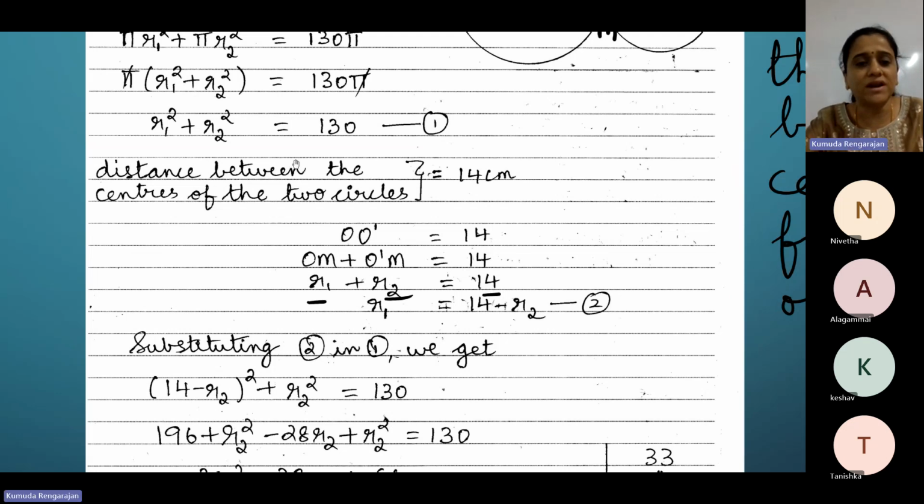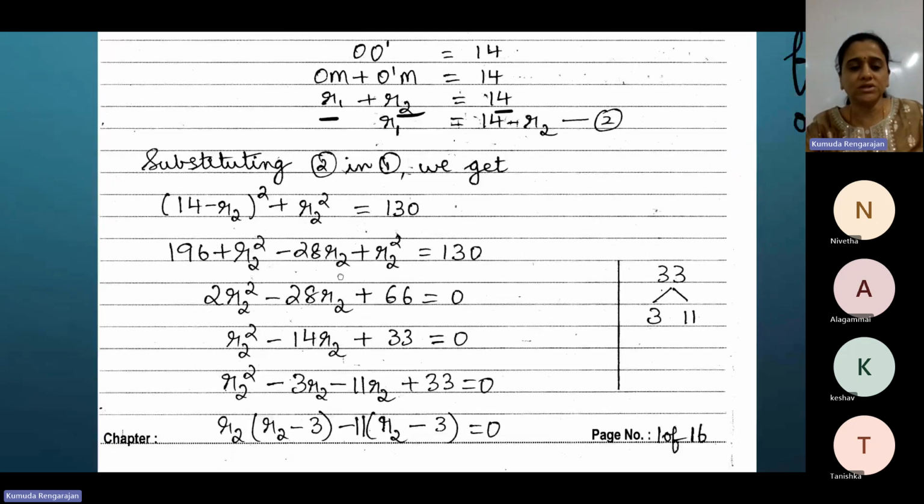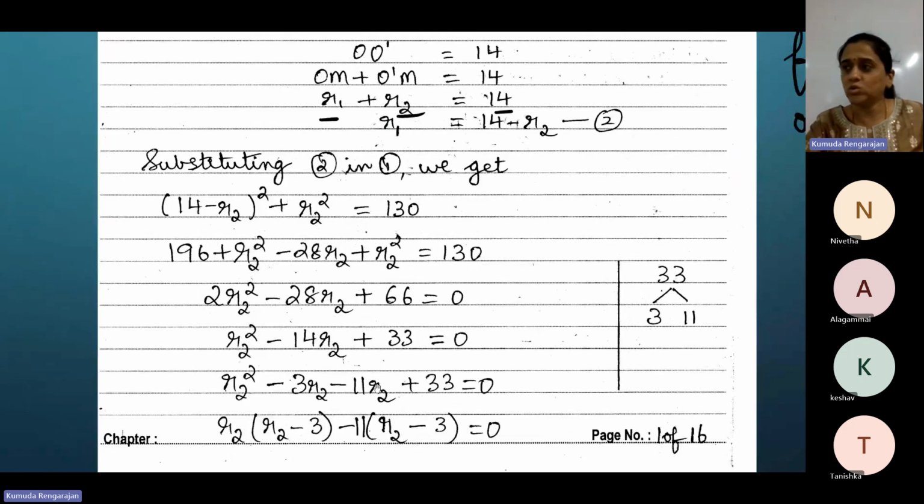Since this is quadratic and this is linear, we are going to use a substitution method to solve. So we have written R1 in terms of R2. R1 is equal to 14 minus R2. You can also write R2 is 14 minus R1, whatever. Substitute that in the first equation. You get a quadratic equation and solve to find the two values of R2 and hence find the values of R1.